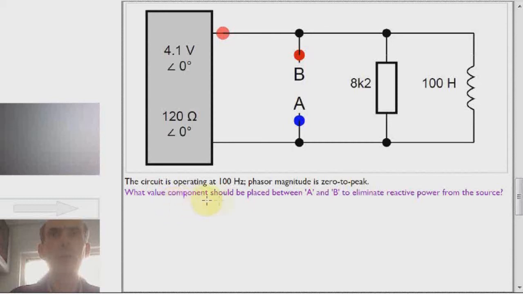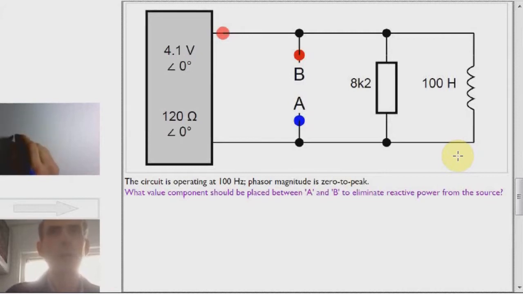Want to know what value component should be placed here to eliminate reactive power from the source. Right, well, all power leaving the source must be being received by the load, so if there's no reactive power leaving the source, there must be no reactive power entering the load. Reactive power is the imaginary component of the complex power, so if there is no reactive power, that means the complex power must be completely real.